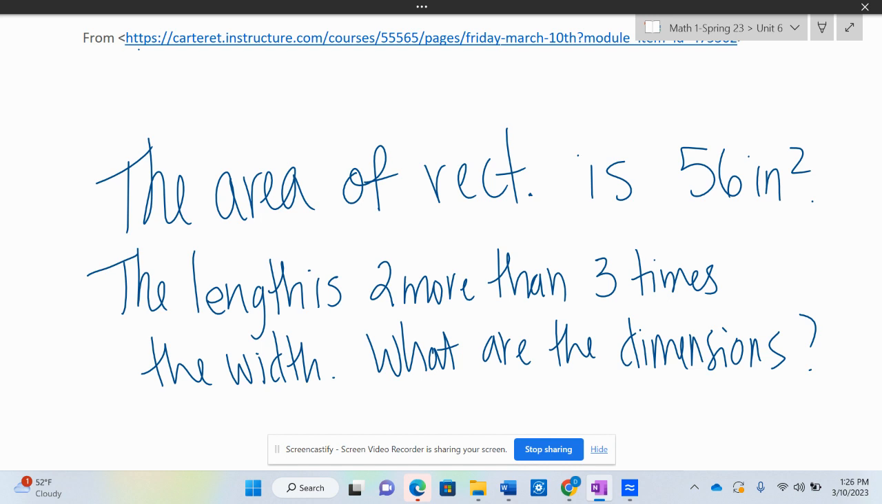I'm going to do that in a second. We're going to draw a rectangle, but I want everyone to get the word problem written down first. So write it down first.